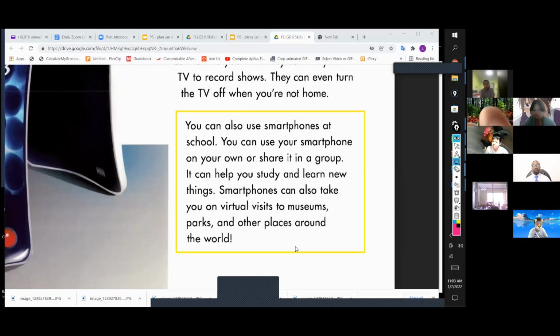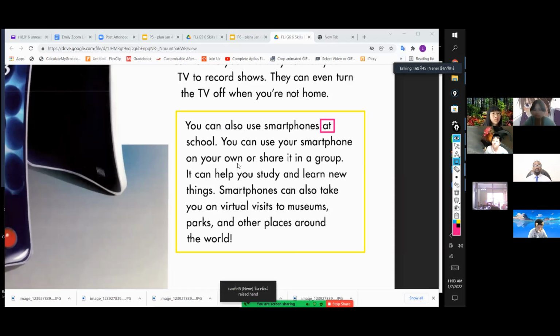Nini. You can also use smartphones at school. You can use your smartphones on your own and share it in a group. It can help you study and learn new things. Smartphones can also take you on virtual visits to museums, parks, and other places around the world.